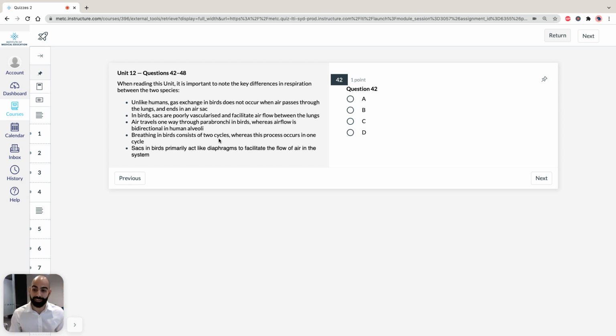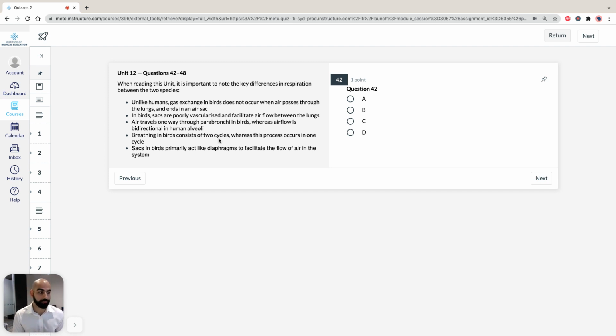Breathing in birds consists of 2 cycles. That's very important. Whereas in humans, this process occurs in 1 cycle. So it's going to come up in one of the questions when we discuss why that's important. And finally, sacs in birds primarily act like diaphragms to facilitate the flow of air in the system. That's also important for a couple of the questions coming up.